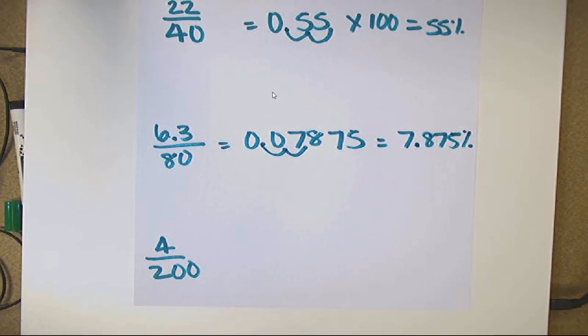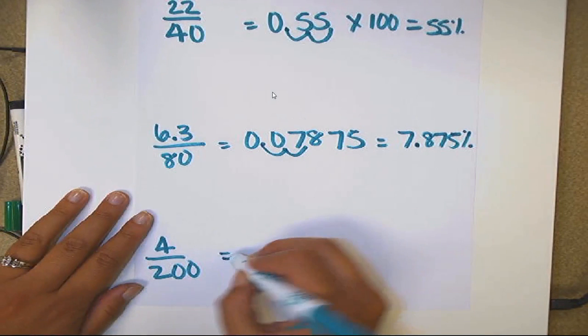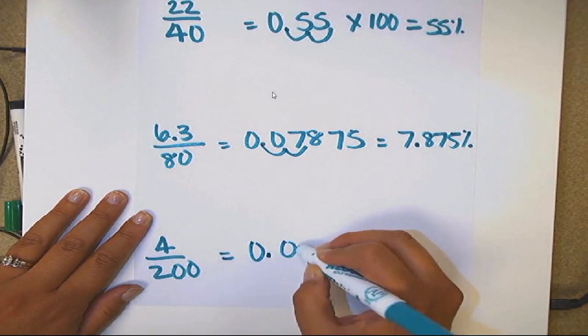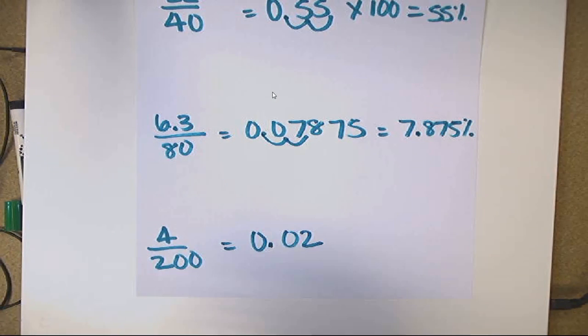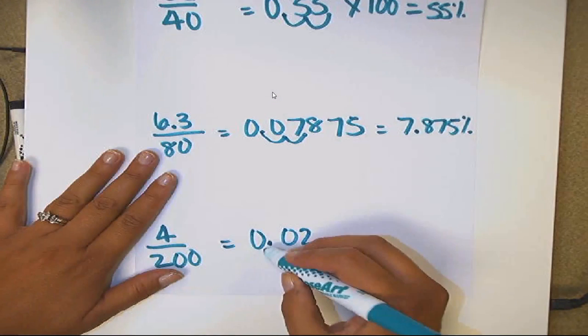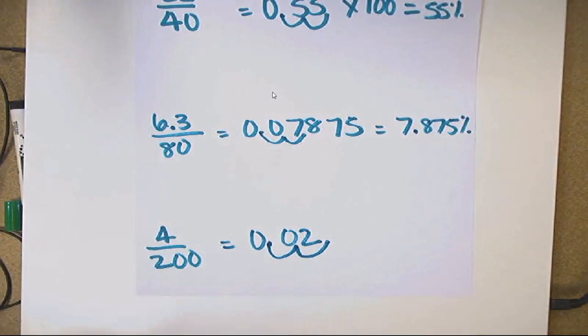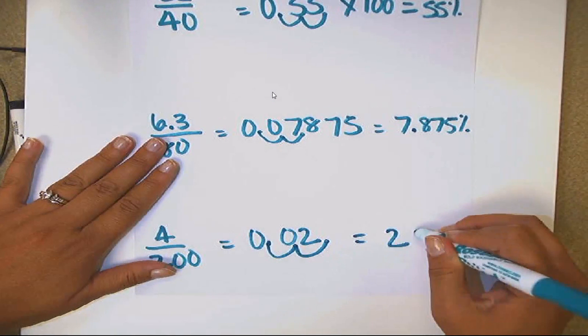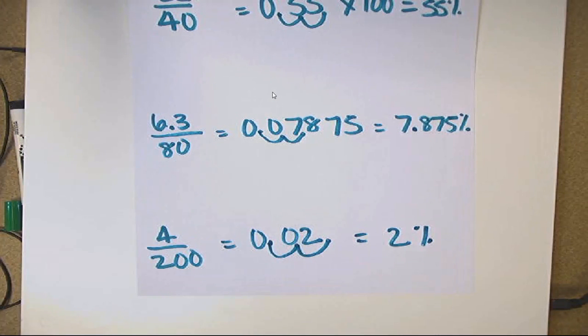Let's do another one. Number 3 asks, what percent of 200 is 4? So again, simply take 4 and divide it by 200, and I get 0.02. I'm going to multiply that by 100, or simply just move my decimal point 2 places to the right, and I get 2%. So I know that 4 is actually 2% of 200.